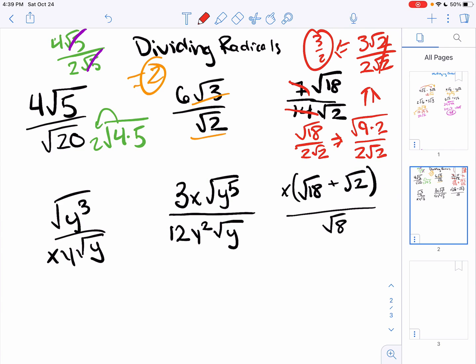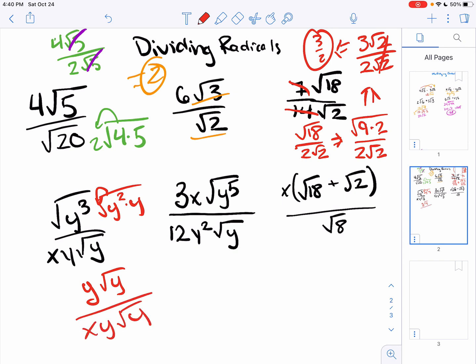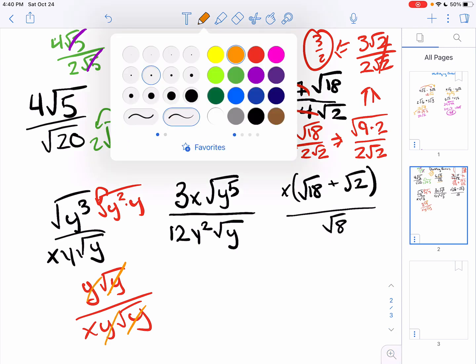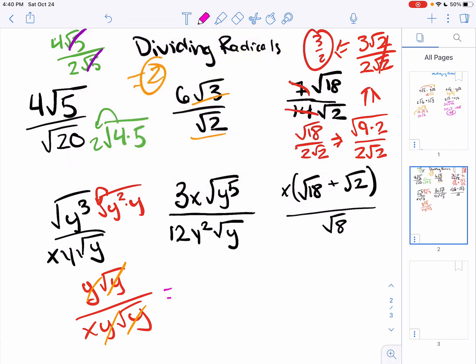The next one. So y cubed, we can split that up into y squared times y. And the y squared will come out as a y, and then we will be left with y inside. And on the bottom, we have xy, radical y. All right, so the radical y's will cancel out now, and that'll be easier to work with. And we have y on the top and on the bottom. So all that we're left with now is just 1 over x.